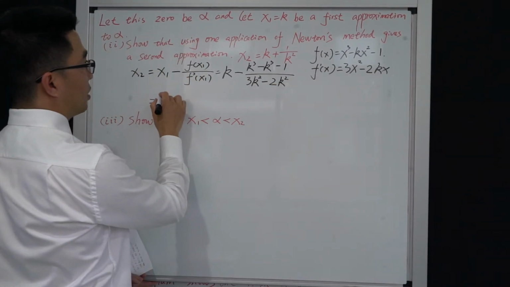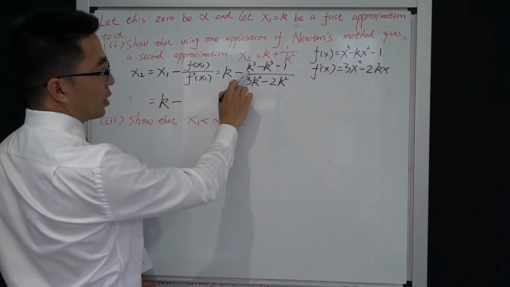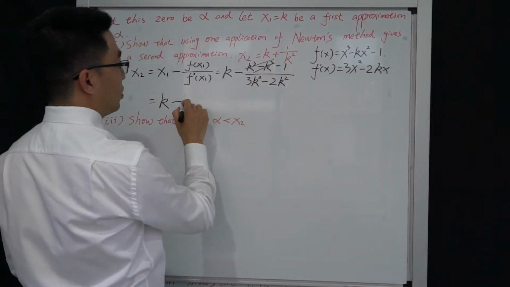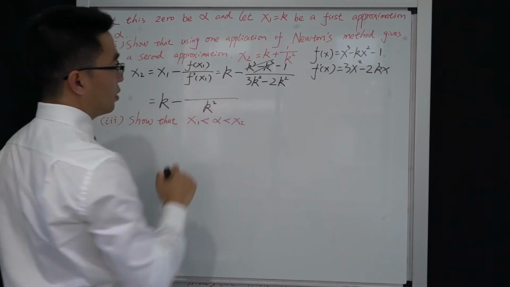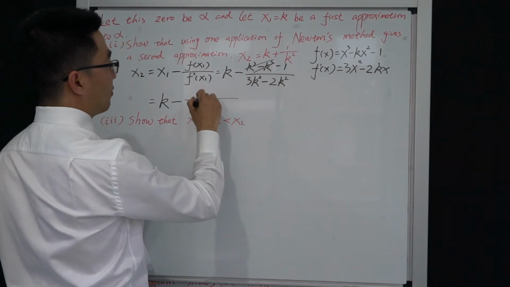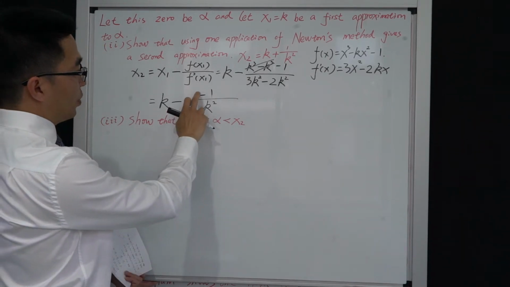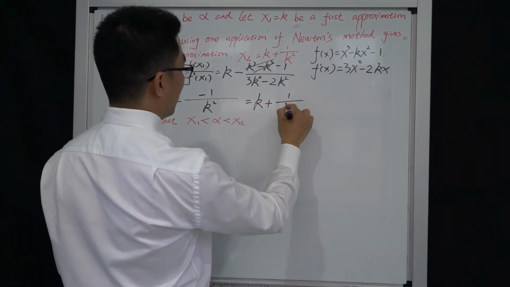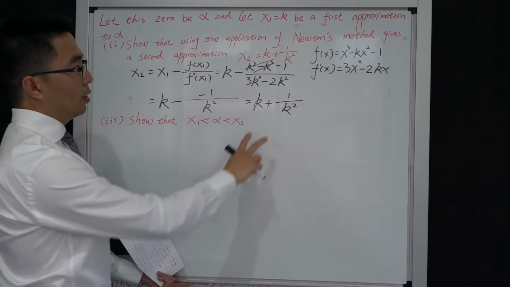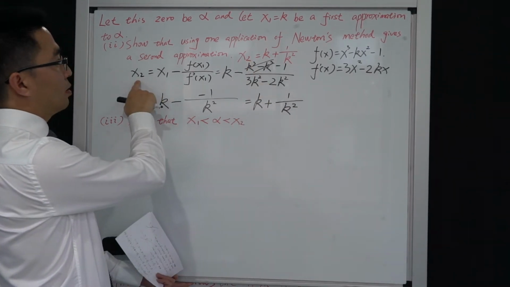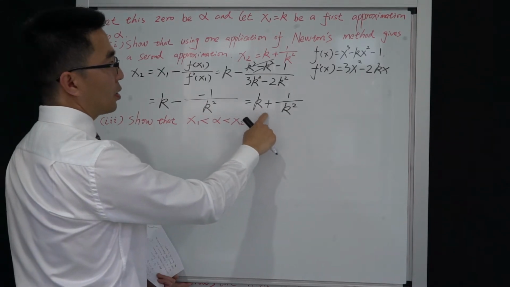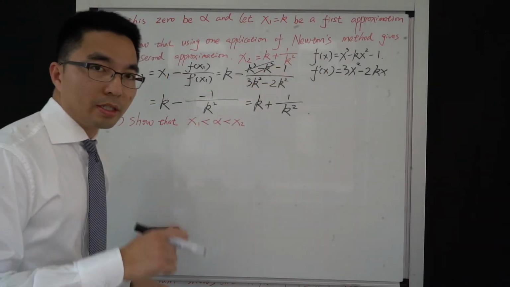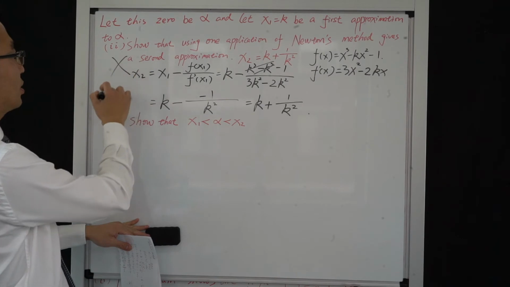So it equals k minus, k cubed minus k cubed. Here you can cross out: 3k squared minus 2k squared, we still have 1k squared in the bottom, and for the top we still have negative 1. We bring this negative sign in to become positive, to have k plus 1 over k squared. That's what we want from the question. So we have x2 equals k plus 1 over k squared. This Newton's method is not in the new syllabus, so this question is not in the 2020 syllabus.